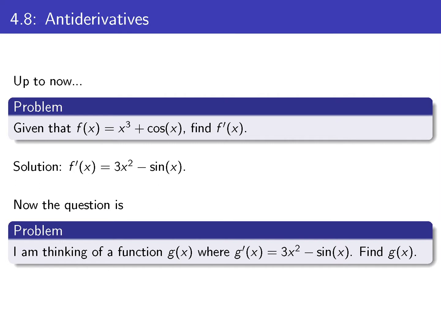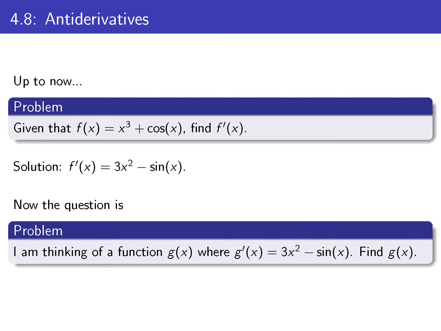Let me word it this way. I'm thinking of a function, g of x, where g prime of x is equal to 3x squared minus sine of x. Find g. This problem is a very natural question to ask. If you think back to where this class started, the idea was that we wanted to find the instantaneous velocity given the position. This question just reverses that. It asks you if you know the instantaneous velocity, can you figure out your position at any given time?